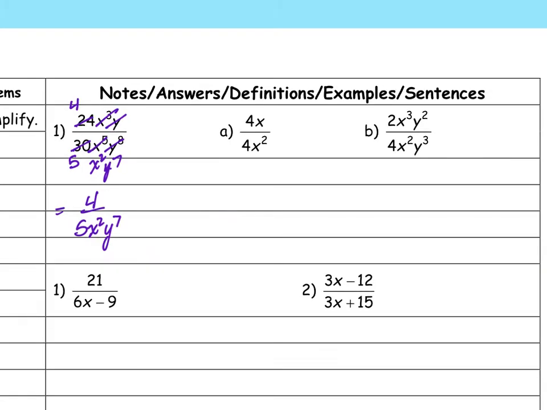Okay. So if I look at number A, the 4 goes into 4, so they just make a 1, so they can go away, right? And then the x, there's 1 x on top and 2 on bottom. That means the 1 on top goes away, and there's 1 x left on the bottom. So that becomes 1 over x. Questions?